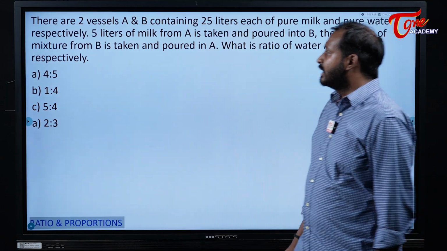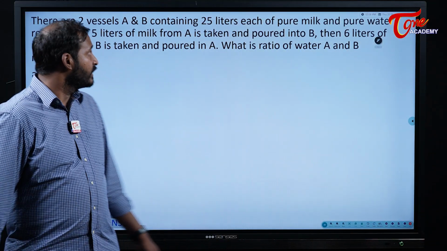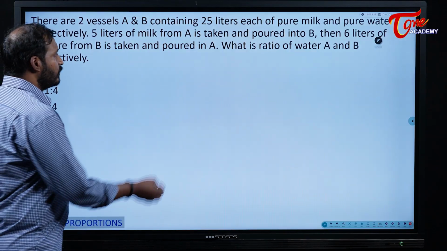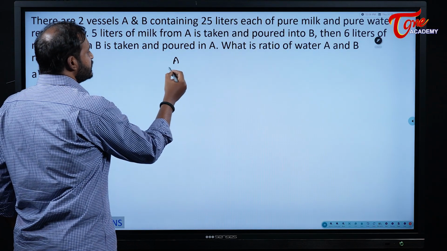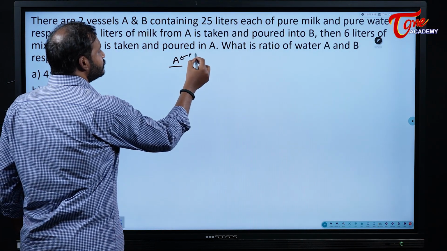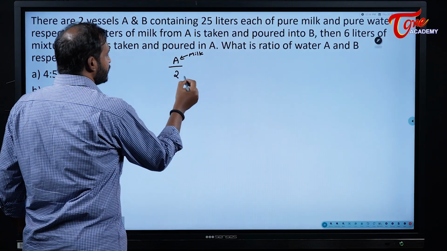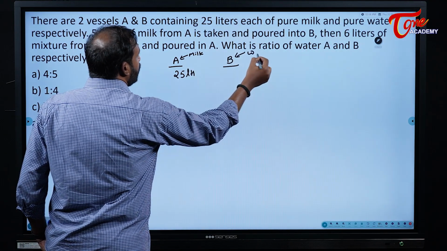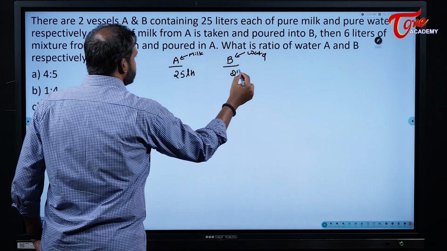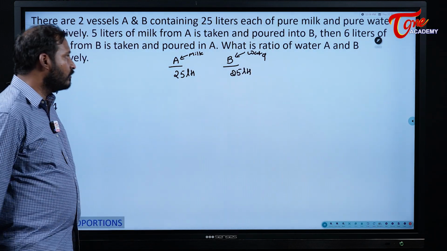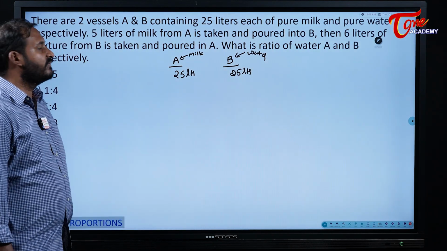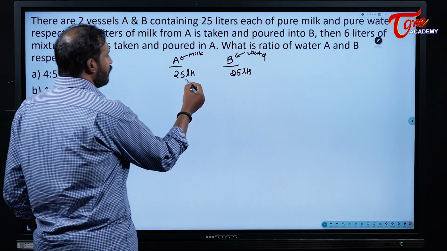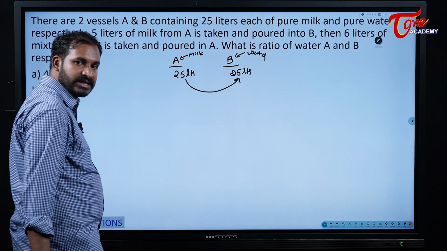Next one. There are two vessels A and B containing 25 liters each of pure milk and pure water respectively. Okay. A is containing pure milk, 25 liters. Next, when it comes to B, B contains pure water, 25 liters. Okay, good, superb. Now, 5 liters of milk from A is taken and poured into B. Now, I have taken 5 liters from A and poured into B.